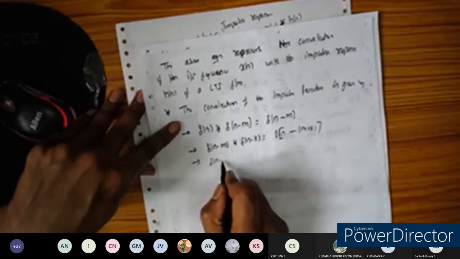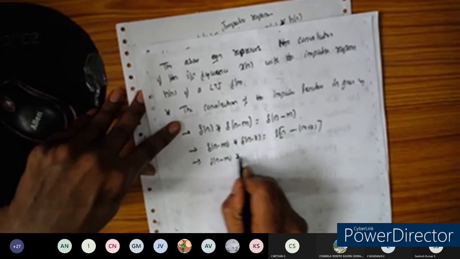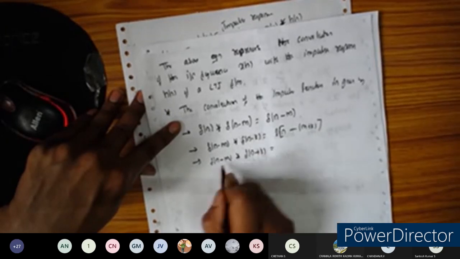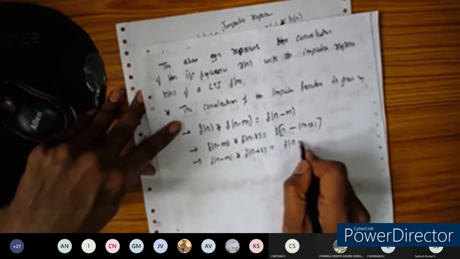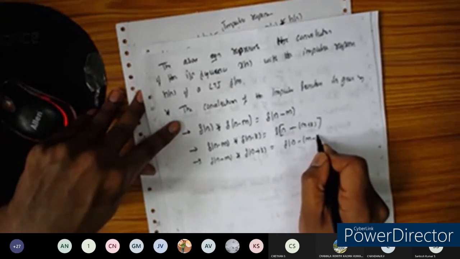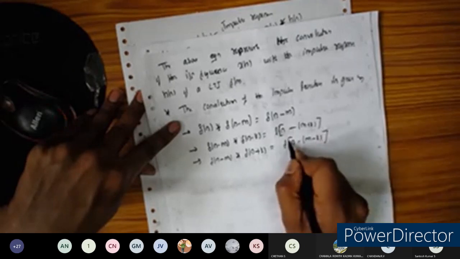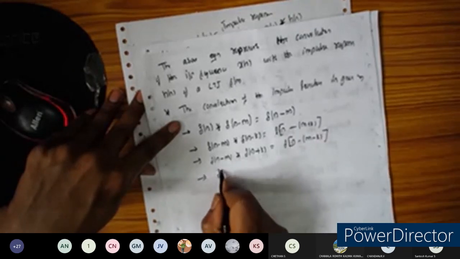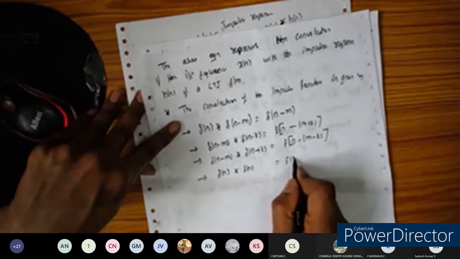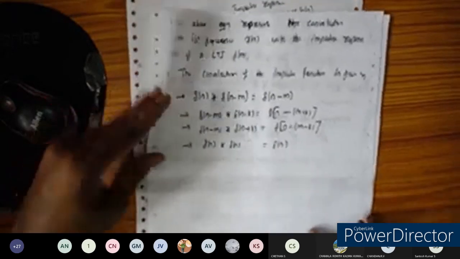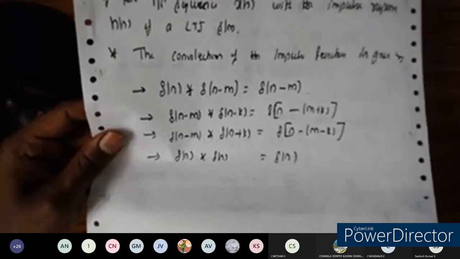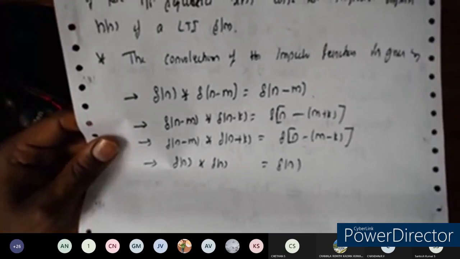Similarly, I'm going to write different versions for the impulse function. So delta of n plus k: if I take the minus common, this will become m minus k. At the last, delta of n convolved with delta of n is delta of n. So these are some different versions of the convolution property of the impulse functions here.